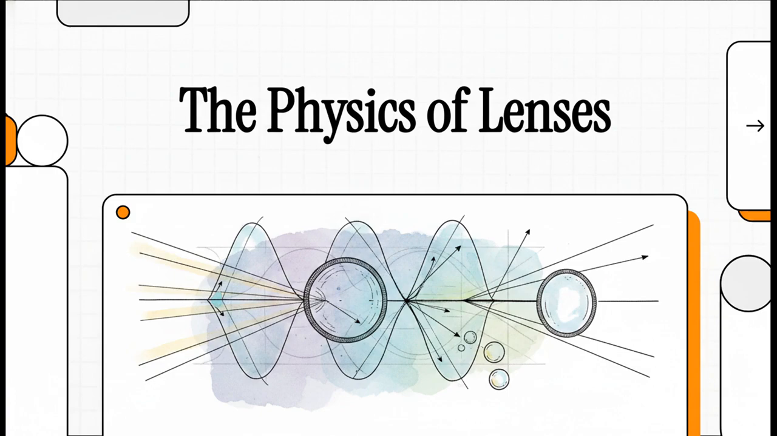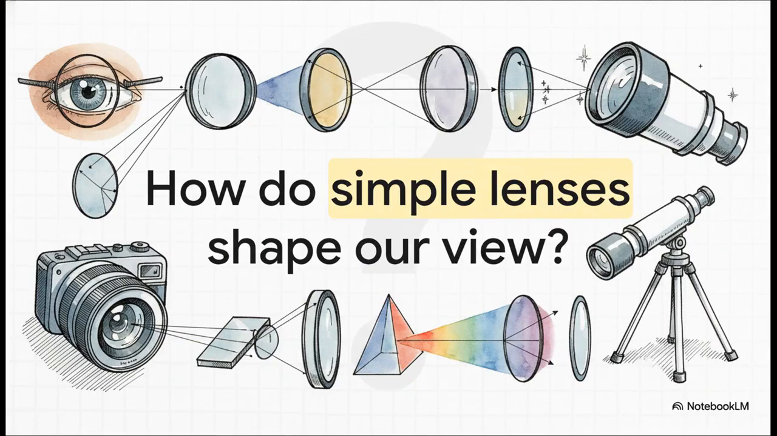Okay, let's dive into this. Think about it for a second. How is it that a basic, transparent piece of curved glass can completely correct our vision, capture incredibly intricate photos, or even peer millions of light years into deep space? It kind of feels like magic, right? But it's actually just absolutely elegant physics at work.